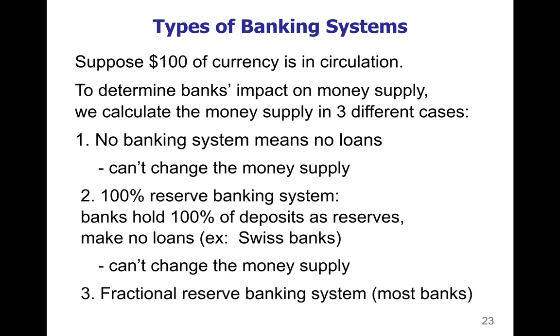The third type is what we have in the United States, which is a fractional reserve system, just like we talked about, where the government requires a certain amount of required reserves. Banks can keep excess reserves for handing cash out to customers, and then the rest of the money is loaned to other customers in order to make profit.